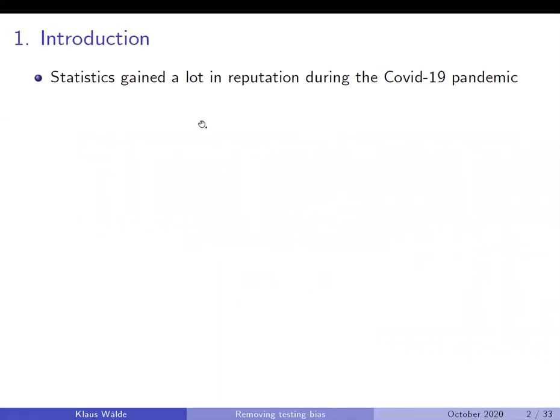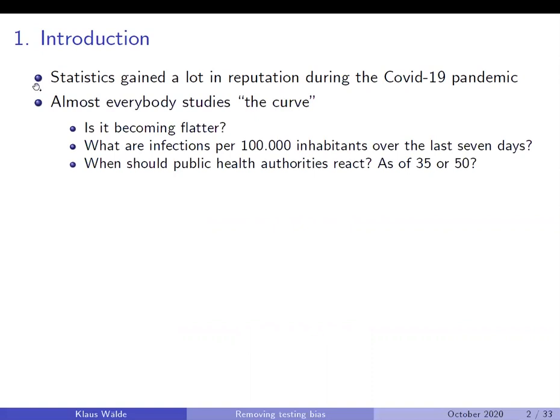Statistics gained a lot of reputation during the current COVID-19 pandemic. Why do I say this? Well, we all study the curve. Everybody studies the curve. So what is the curve? Well, it's a curve that shows the number of infections per day or during the last 7 days or whatever type of curve we look at.